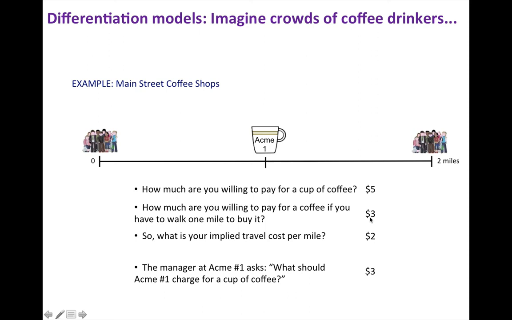So their implied travel cost per mile is $2. Okay, so they don't like traveling a distance for their coffee, so the further they walk, the less they're willing to pay for coffee. So if I enter right at mile 1, halfway between these two customers, I ask, what should Acme charge for a cup of coffee?